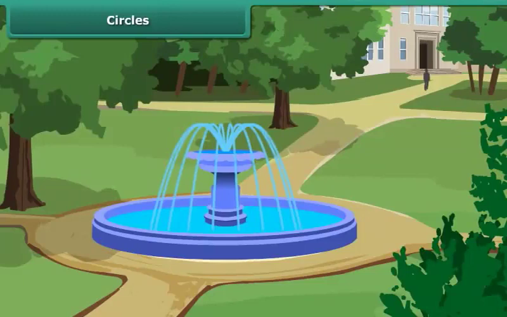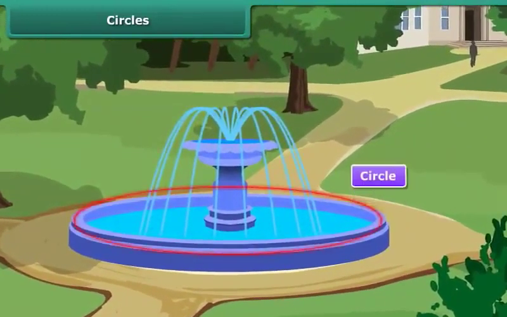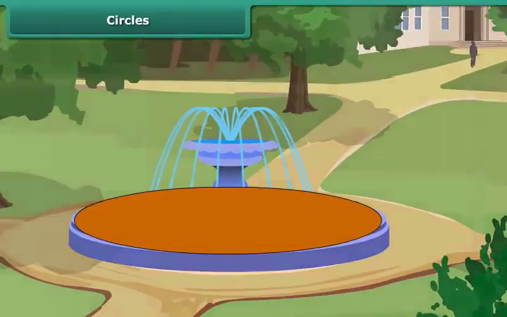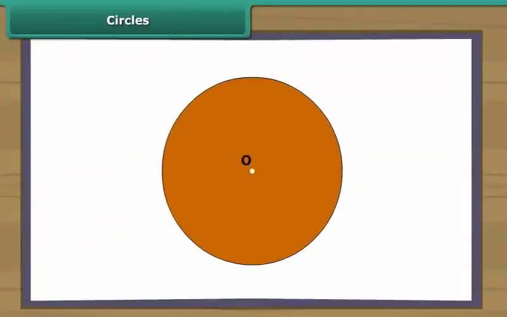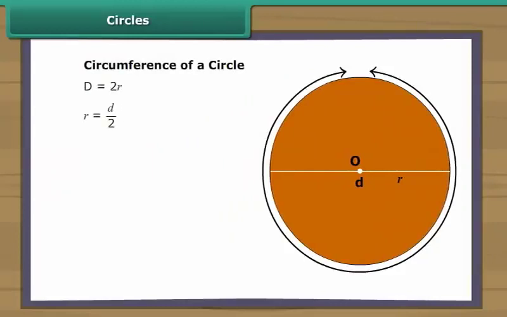Circles. Students, have you noticed the shape of the fountain? The fountain is in the shape of a circle. Can you measure the circumference of the circle? Yes, if you know the radius of the circle, then by using the formula for circumference of a circle. Circumference of a circle is the distance around a circular region, in other words, the boundary of the circle. Circumference of a circle is the product of a constant called pi and its diameter, or twice the product of pi and the radius of the circle.